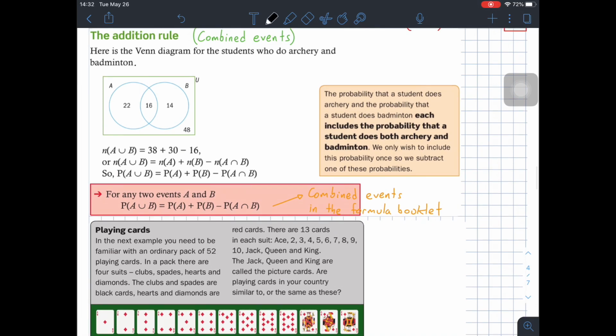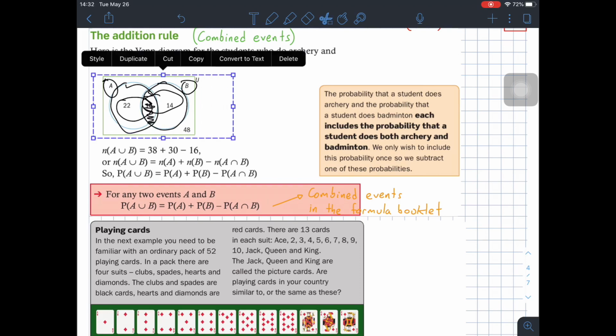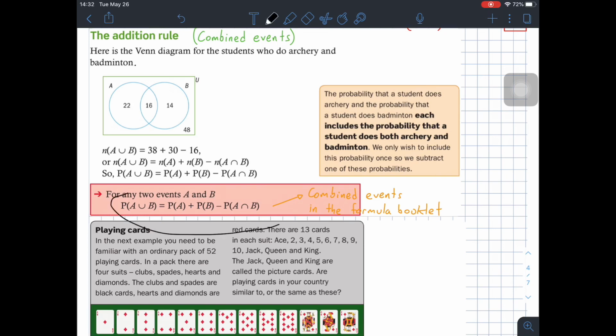And if we want to find the number of people who do both, or who do archery or badminton, remember that is the addition of all people who do archery plus all people who do badminton, but then we need to subtract 1 time what we have in the middle because we're adding that term 2 times, right? If I add 22 plus 16, this would be archery, 16 plus 14, that would be badminton, but then I will have to subtract 16 because I'm adding the same thing twice, right? So that is where this formula comes from, basically.